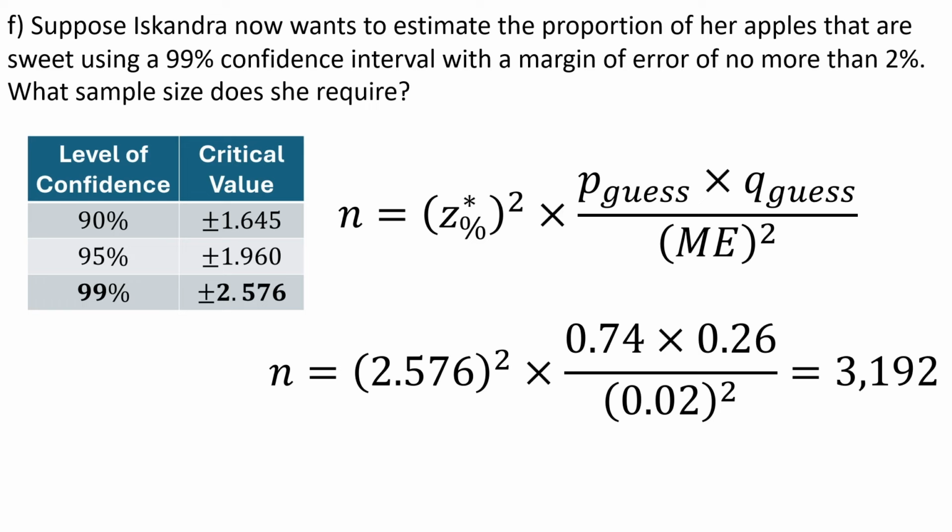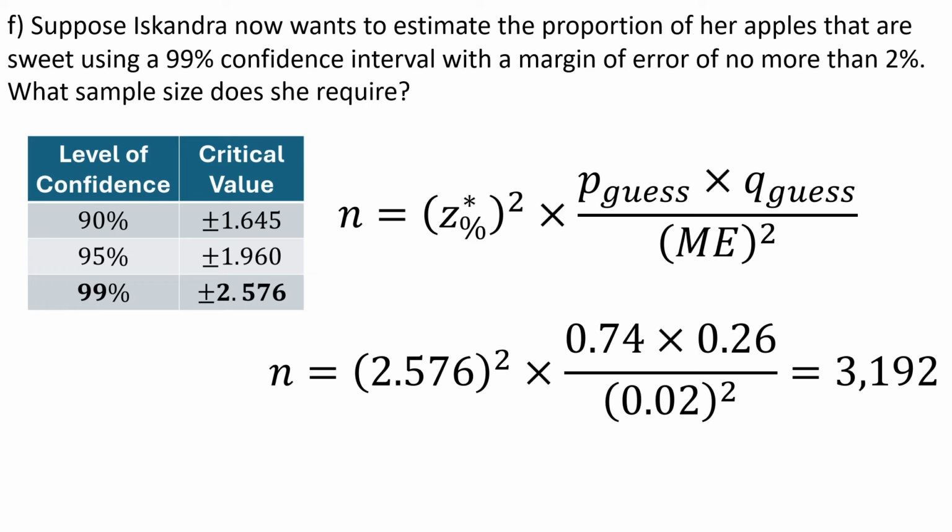The critical value for that level of confidence, 99%, is 2.576. The margin of error is 2%, so we put in 0.02. And now for p-guess, since we have data from the previous part of the question, we have already a good estimate of the true proportion of apples that are sweet. That's 0.74. So we're going to plug that into the formula, and we get a sample size of 3,192 after rounding upwards.